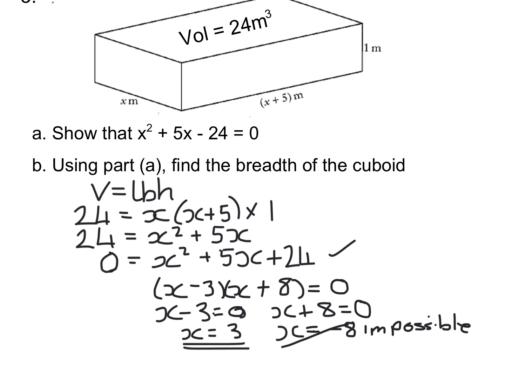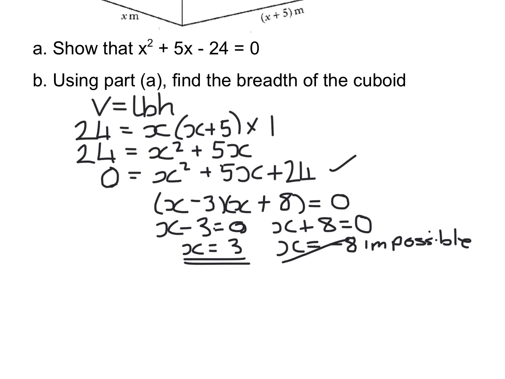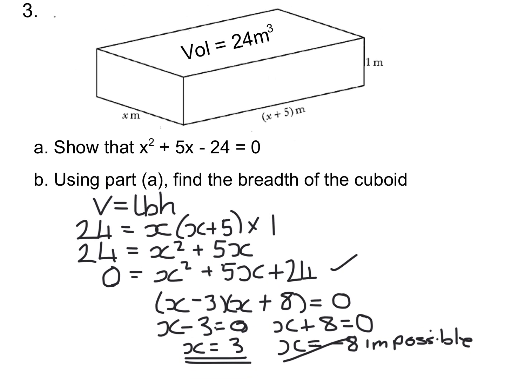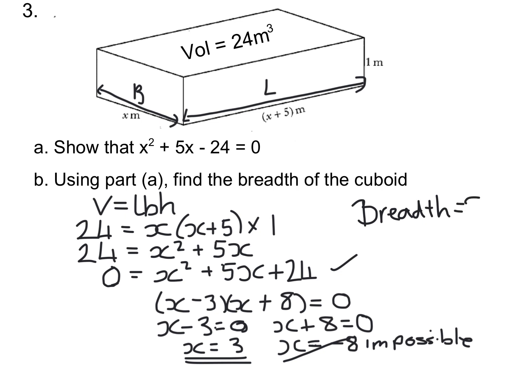Now, I'm not done. You always go back and check the question. Question says, using part A, find the breadth of the cuboid. Now, the breadth of the cuboid is this one here. If you think of your swimming pool, this would be your breadth and this would be your length. So I've actually answered the question. The breadth is 8. Had they asked you for the length, however, you would have something else to do. So the breadth is 8 metres.